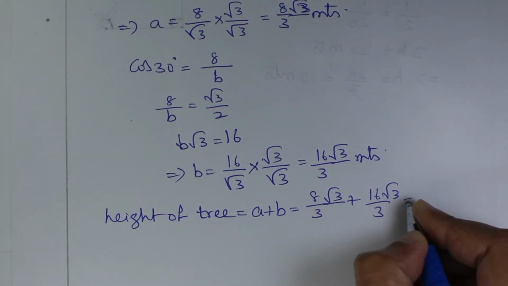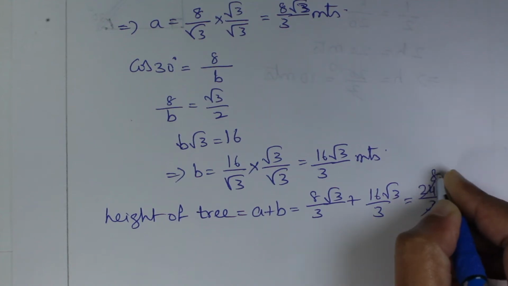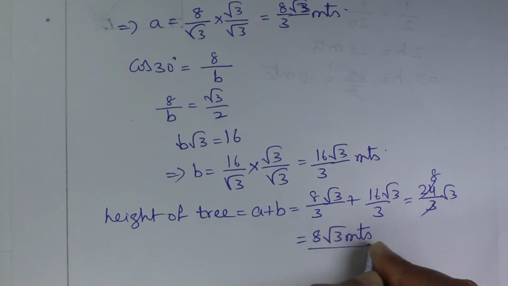That is equal to 24 by 3 root 3 meters. 3 ones are 3, 3 eights are 24. That is equal to 8 root 3 meters. So the total height of the tree is 8 root 3 meters.